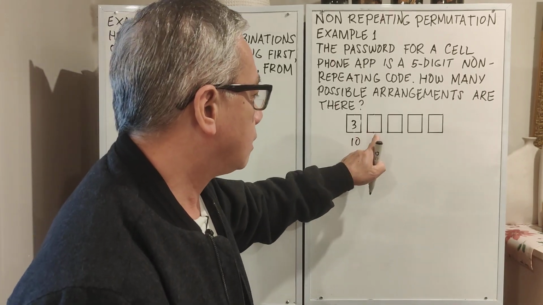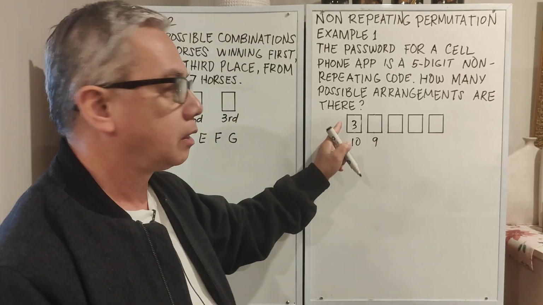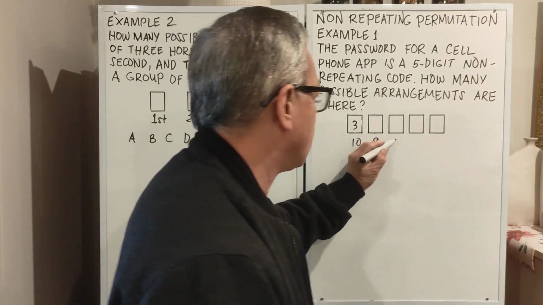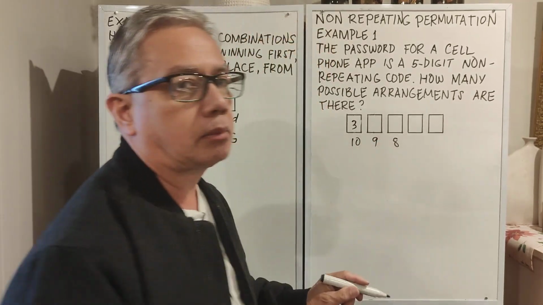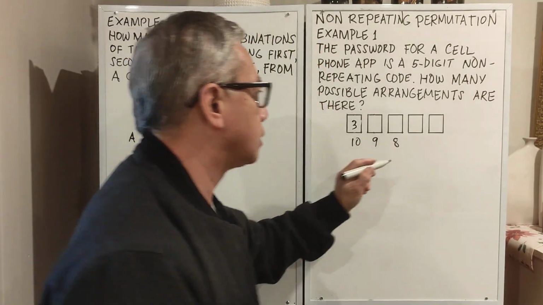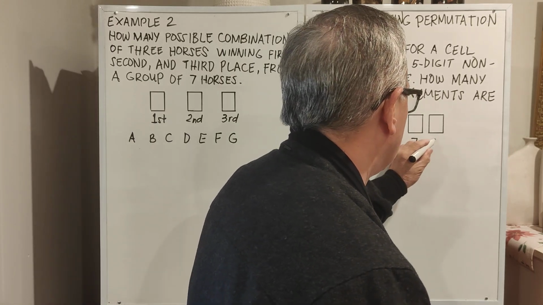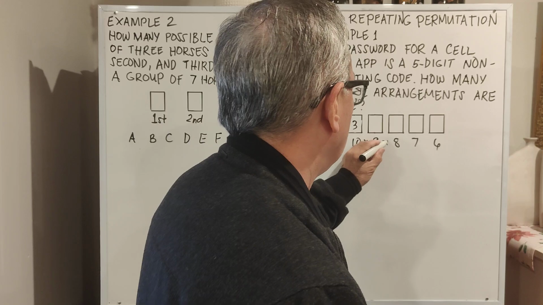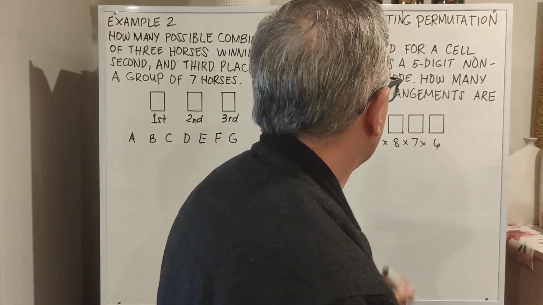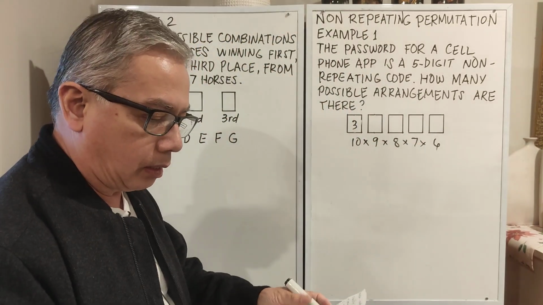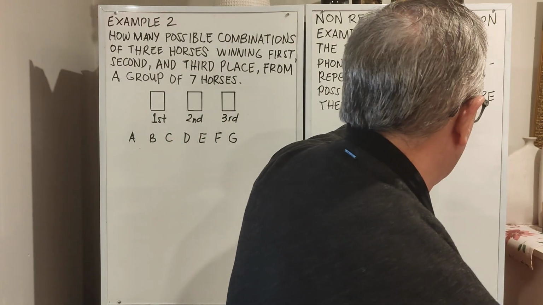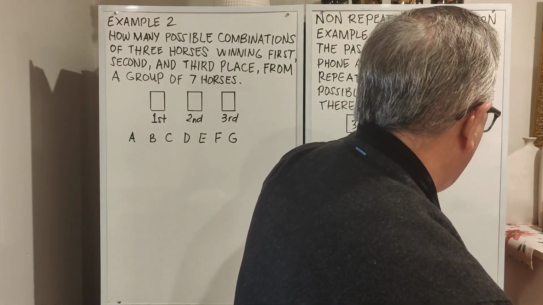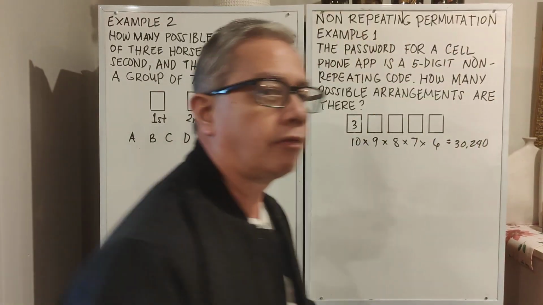Now, after the second slot, there are 2 numbers already used. So for the third slot, there's only 8 possible numbers that you can use. And then here is 7 and then 6. So if you multiply all of this, the total possible arrangement is 30,240.